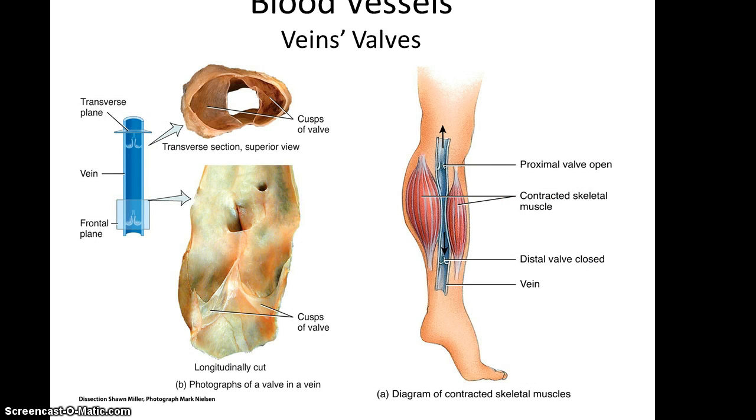Now, should the valves not function correctly, you can get some various health issues. However, here we see examples of healthy vein valves. Again, thin layers connected to the inner wall of the blood vessel. What also helps to push the veins' blood back to the heart is the contraction of skeletal muscles. Skeletal muscles contracting act like a pump to push the veins' blood in the correct direction.